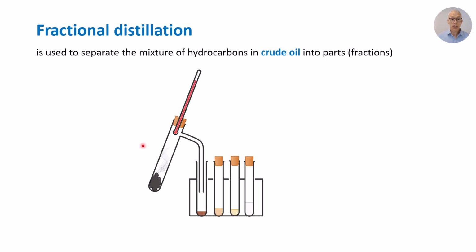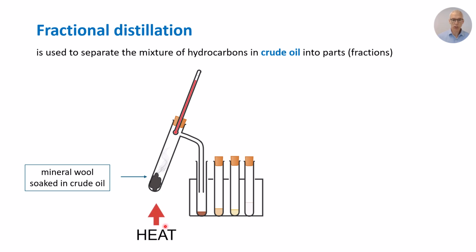Fractional distillation is used to separate the mixture of hydrocarbons in crude oil into various parts, which we call fractions, hence fractional distillation. So crude oil is a mixture of hydrocarbons. We use a setup like this. We have mineral wool soaked in crude oil. Of course, we heat that.